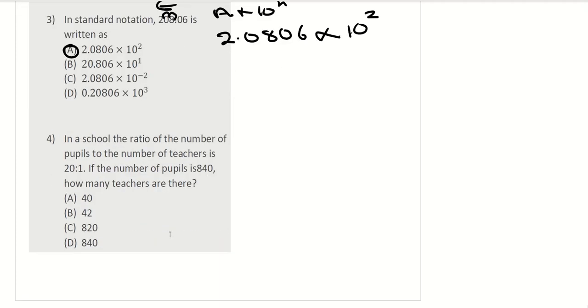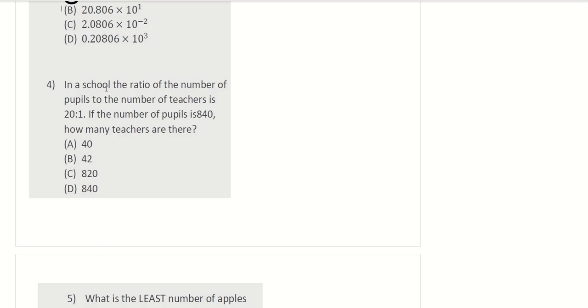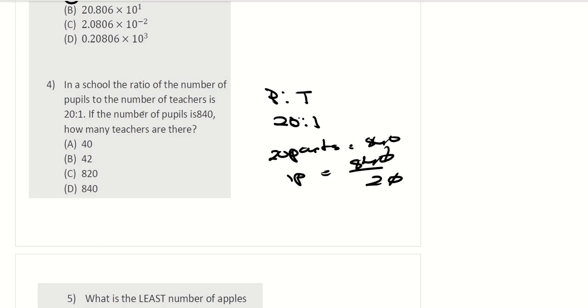Right? This question, we all did it as well. In a school, the ratio of number of pupils to number of teachers, so pupils to teachers, is 20 to 1. They want to know, if the number of pupils is 840, how many teachers are there? So we know 20 parts, which is pupils, is 840. How many teachers are there? 1 part. So 1 part would be 840 divided by 20. Cross out, that's 2 could go into 84, 42 times. So it would be B.